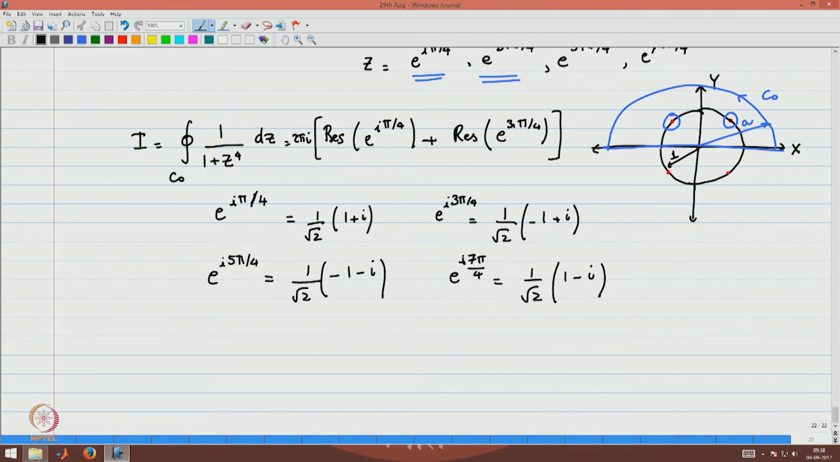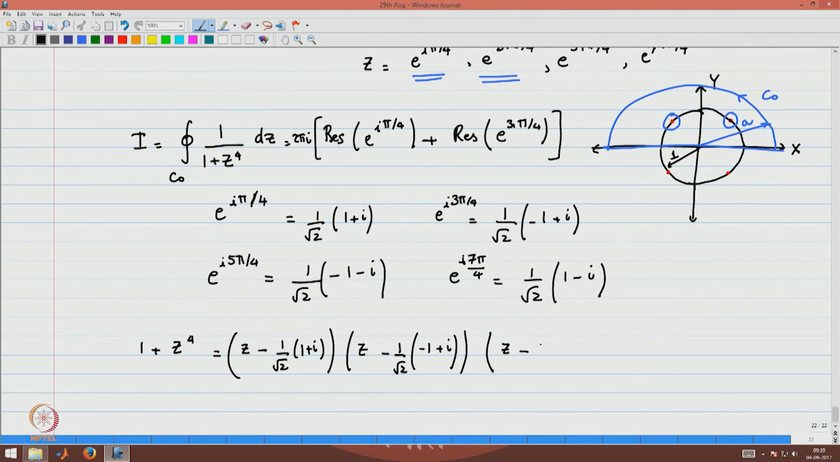So then I can write my integral. I can write 1 plus z to the power 4 is equal to (z minus 1 by root 2 times (1 plus i)), (z minus 1 by root 2 times (minus 1 plus i)), and you have (z minus 1 by root 2 times (minus 1 minus i)), (z minus 1 by root 2 times (1 minus i)). So, these are the 4 roots.